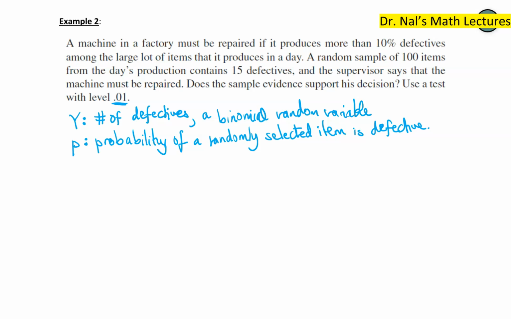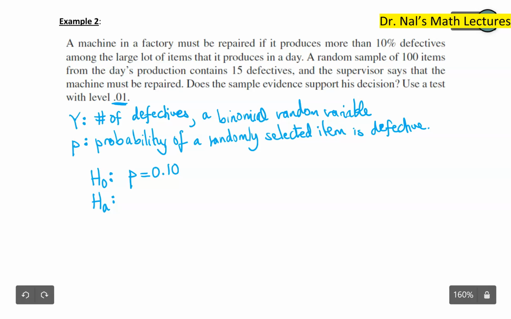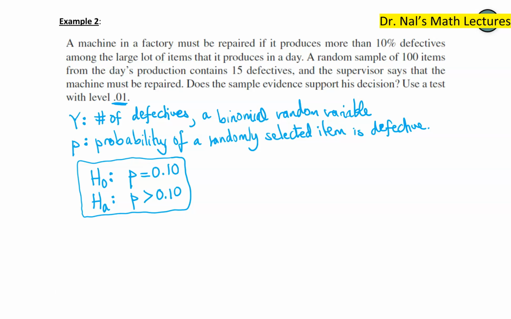So therefore, the hypothesis testing will have the following shape: the null hypothesis and the alternative hypothesis. The null hypothesis is that p is at most 0.10, and we are testing this against the alternative hypothesis, which, based on the sample we have, suggests that the machine needs repair. At least the manager seems to say that the machine needs some repair. All right, so this is the hypothesis test.